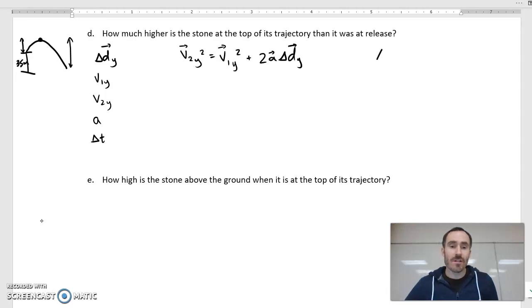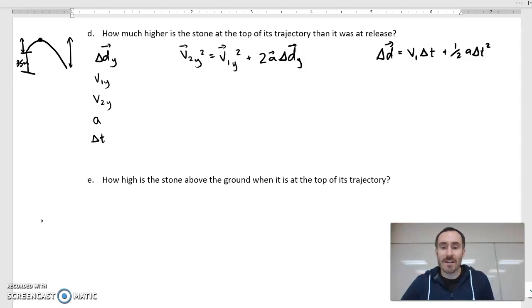You could also use this displacement equals v1 change in t plus half a change in t squared formula to figure out the displacement. That will work just as good. It's just slightly longer, but feel free. Doesn't really matter which one you choose because you have all of that y information already. So if I'm solving for my y displacement, it's equal to v2y squared minus v1y squared divided by 2a.